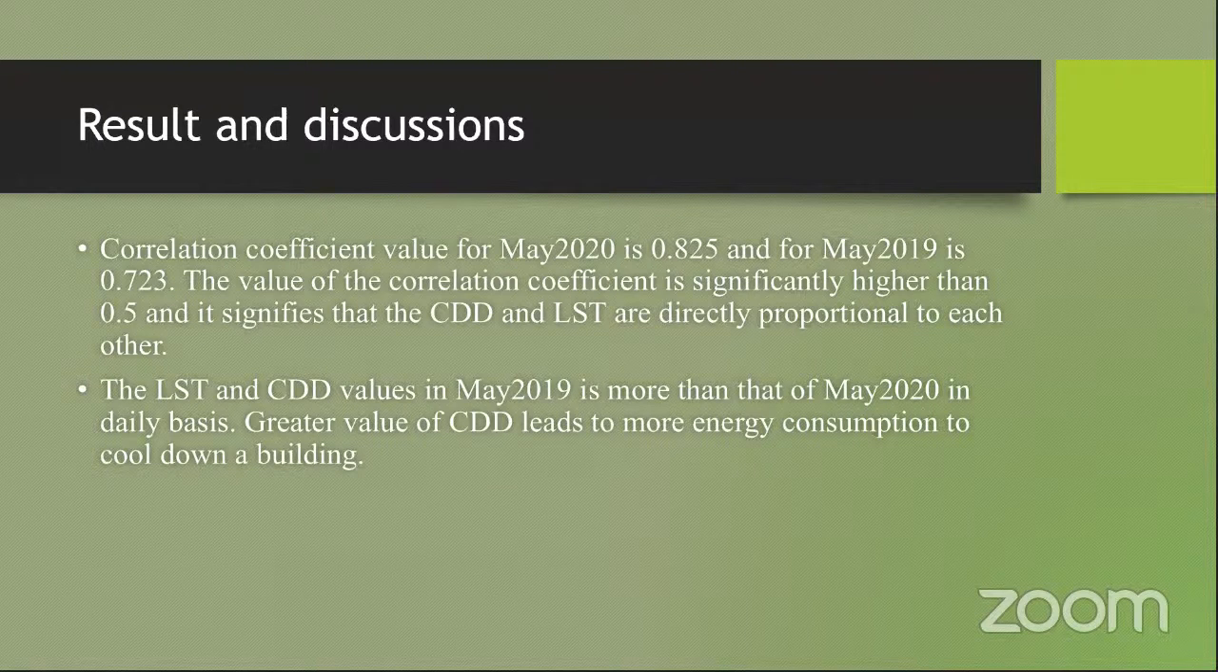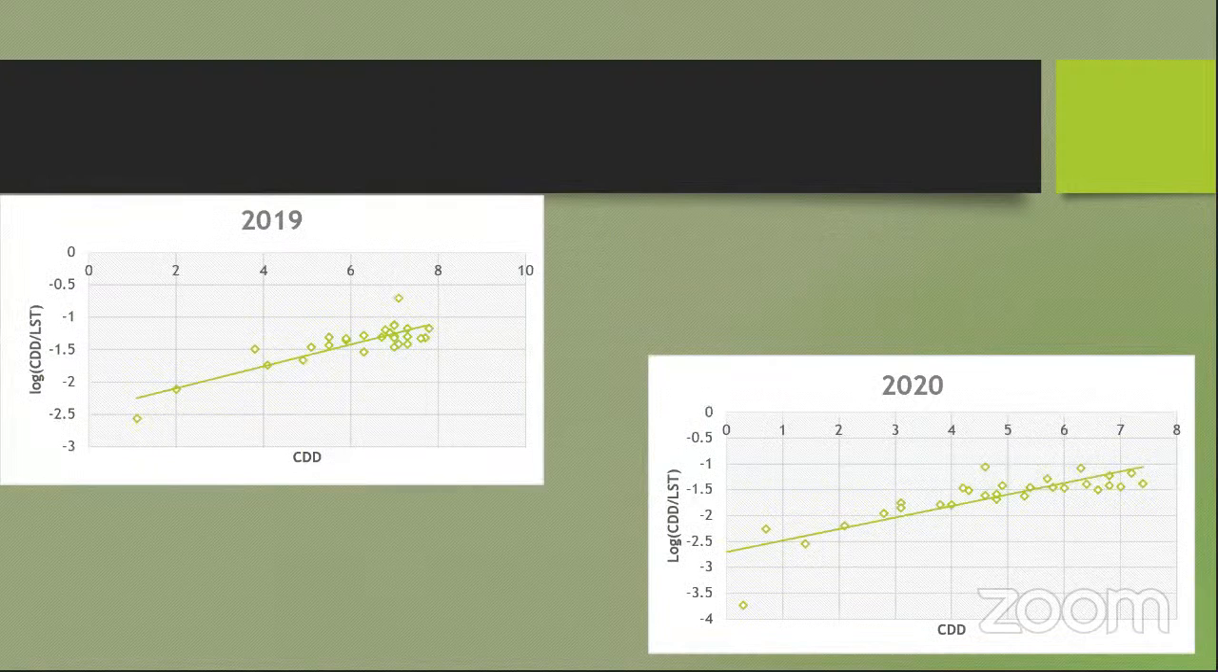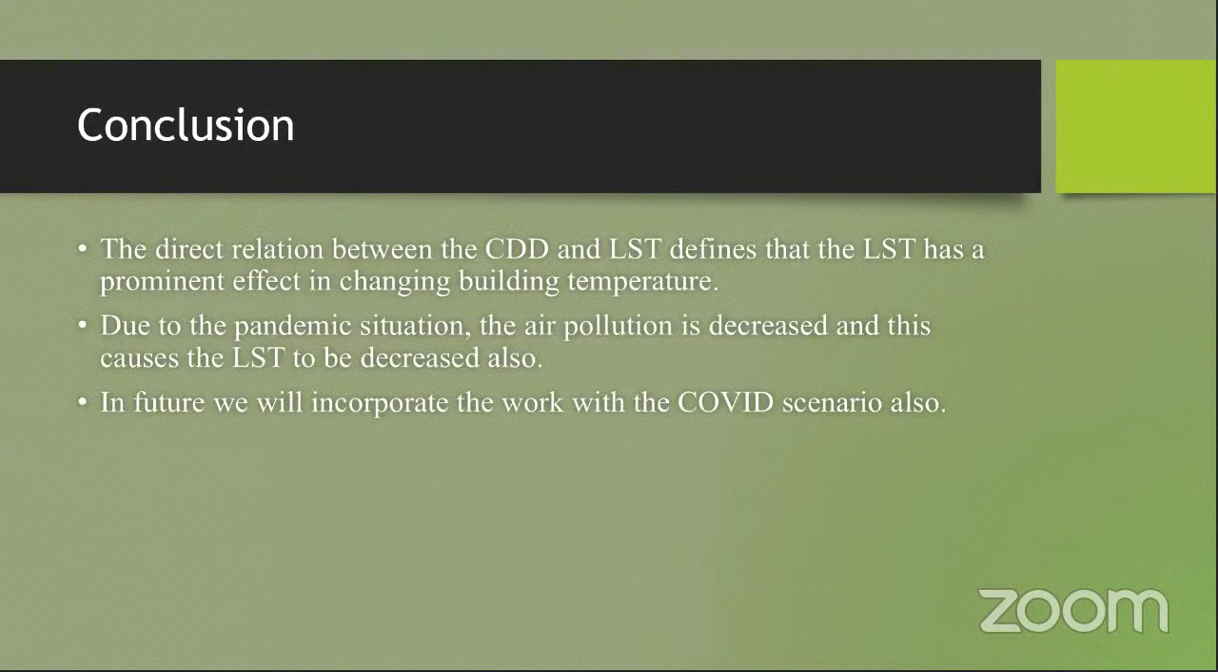Here we can see the chart: using the correlation factor, we have plotted the daily values for the CDD and the log of CDD by LST for both 2019 and 2020. Most of the scatter diagram follows linearly. The conclusion is that there is a direct relation between CDD and LST, and it shows that LST has a prominent effect on changing the building temperature.